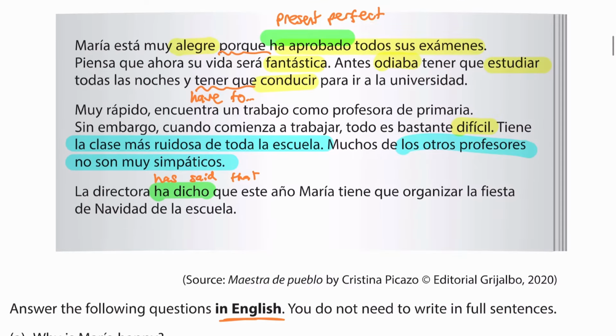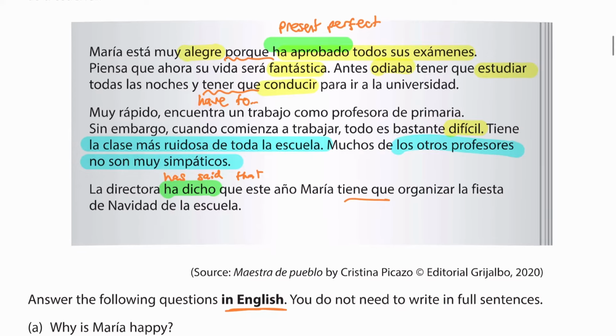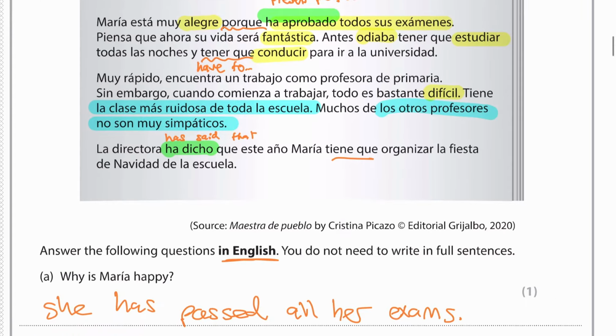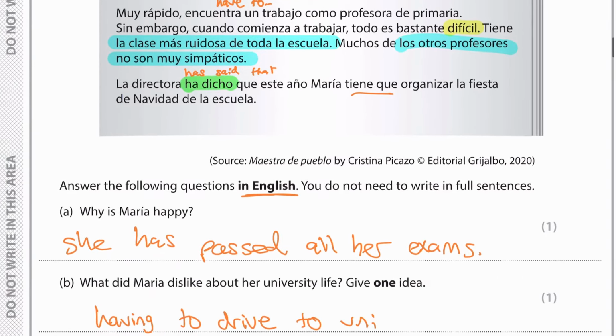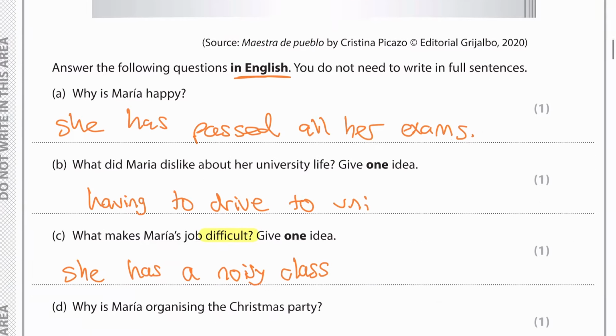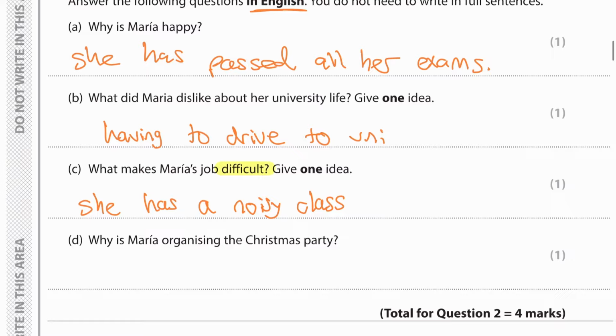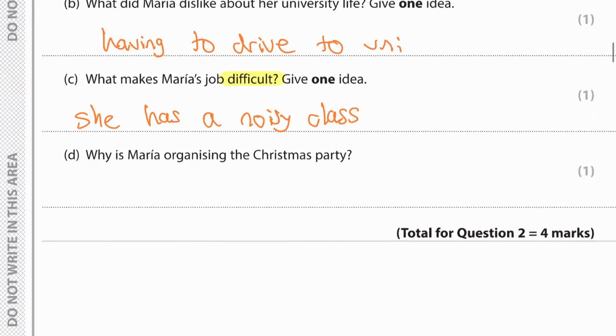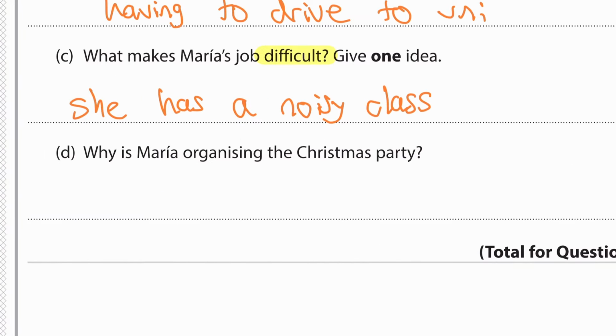Este año, this year, Maria will have to, again, tiene que, we saw it here as well, tiene que organizar la fiesta de Navidad de la escuela. Hopefully you understood what this is saying. The director or the head teacher said that this year Maria has to organize. She has the responsibility of organizing the school Christmas party. So why is she organizing the Christmas party? Well, it's because the head teacher told her to. So the head teacher, I'm just gonna say told her to.